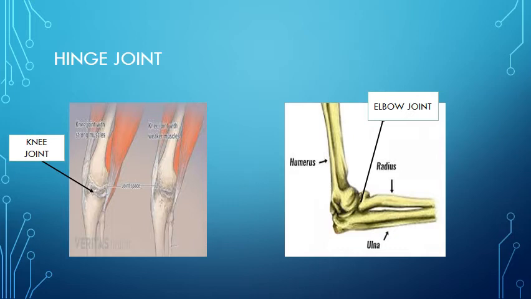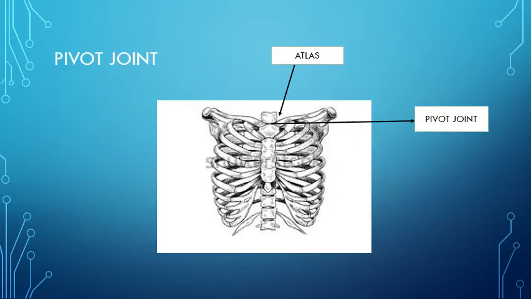If you fold your elbow, you can only move it upwards, not downwards. And if we talk about the knee, you can move it to the back side, not the front side. So with the help of hinge joints we can move only in one direction. Knee joints and elbow joints are examples of hinge joints.